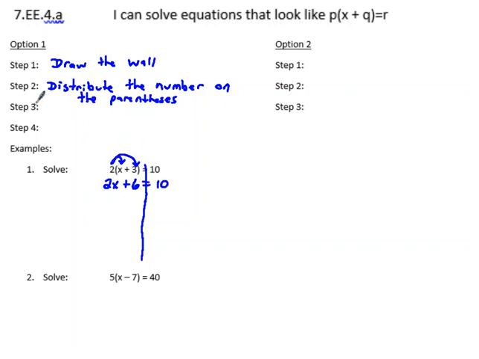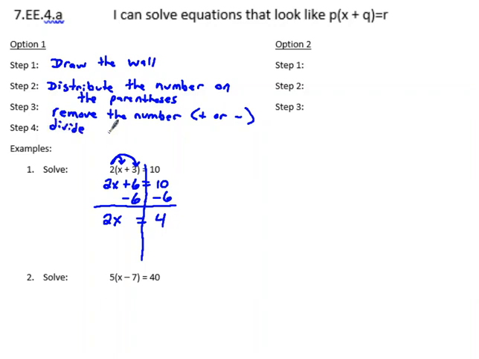Now from here I can pick it up the way that I typically solve this format. So we're going to remove the number, and we're going to do that by adding or subtracting. So in this case, this is a plus 6, so I'm going to do the opposite, and I'm going to minus 6. If I do it to one side, I'm going to make sure to do it to both sides. So 2x equals, and 10 minus 6 is 4.